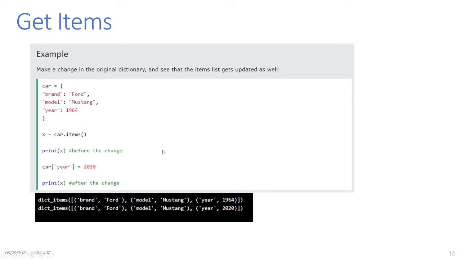So make a change in the original dictionary and see that the items list gets updated as well. So just similar with keys and values. So car equals brand Ford, model Mustang, year 1964. X is equal to car.items. So we have the items. If we print X, that's the original value. We have brand Ford, model Mustang, year 1964. Then here we change the year, car year 2020. If you print X, without even doing this, you have your items updated.